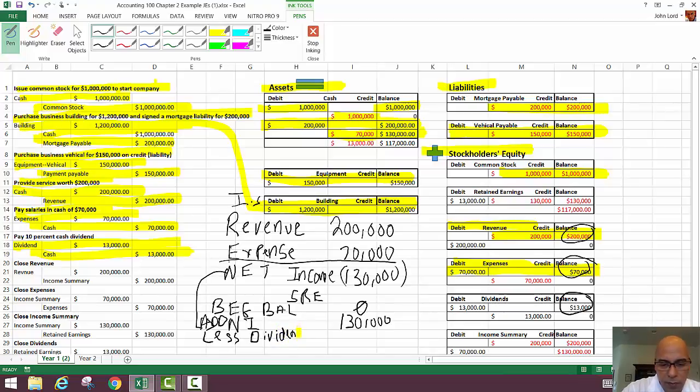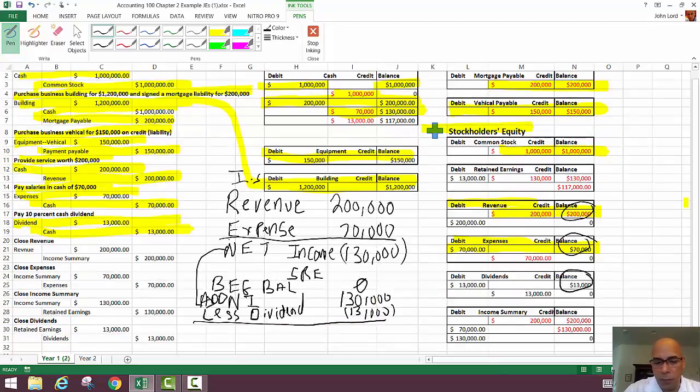Might help if I put the dividend in there to make this make sense. So I come out with my dividend of $13,000. That's a subtract, so I'm going to put parentheses on that. Now, thank you, John. Now I have my ending balance here, and my ending balance is going to be the 117.